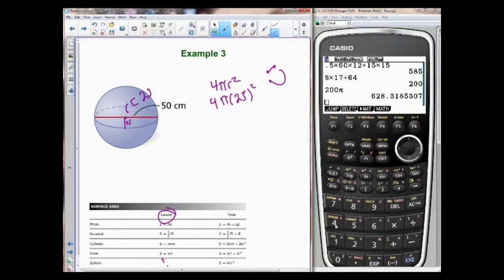So I'm going to do 4 times, and your Casio will do this. Watch this, 25 squared. Boom, 2,500. So we got 2,500 pi. And if I wanted approximate, you just put that 2,500 pi in the calculator and finish. Alrighty guys, that is it. I will do composites next.